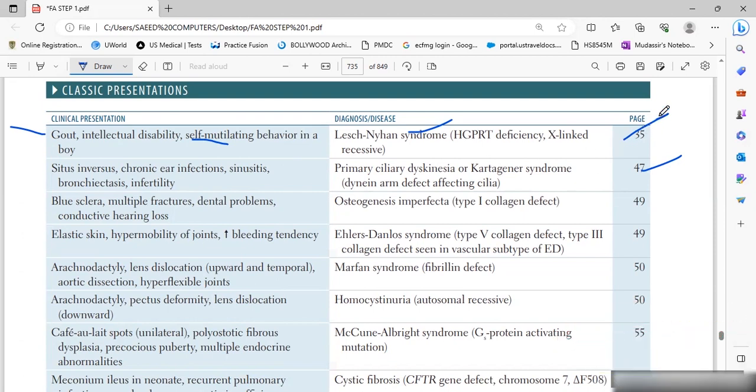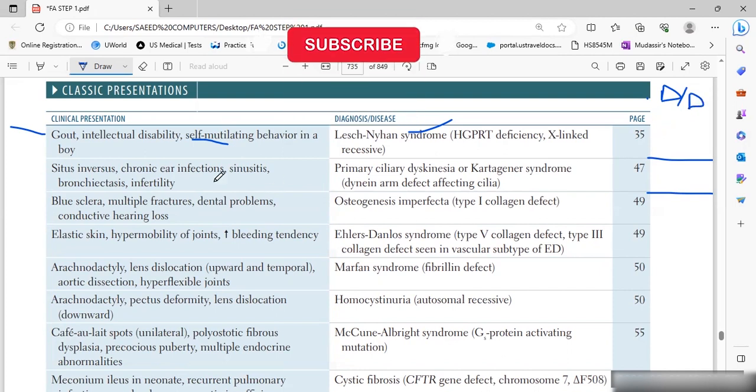You can even write on the side of the book which other diseases present similarly. Write DD, differential diagnosis. In this case, it is cystic fibrosis, in which you can have chronic airway infection, sinusitis, bronchitis, and infertility. In cystic fibrosis you can have both symptoms. So what are the differentiating points? In cystic fibrosis, you will have pancreatitis and growth retardation.